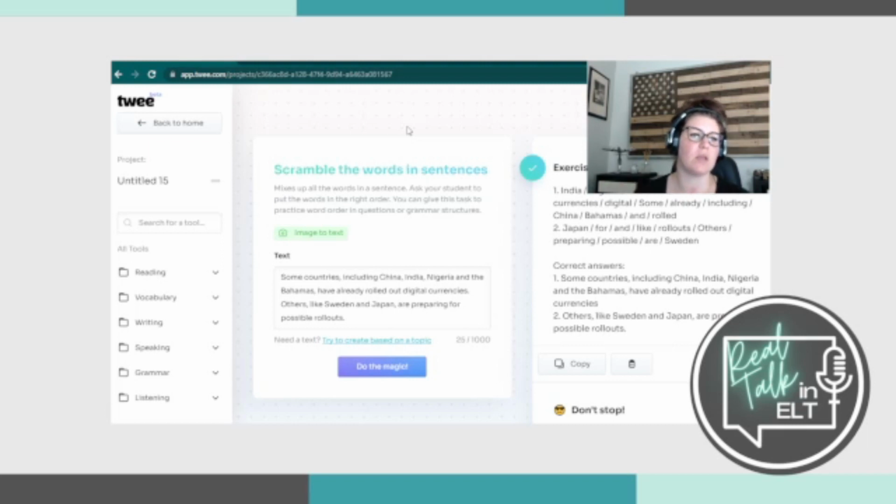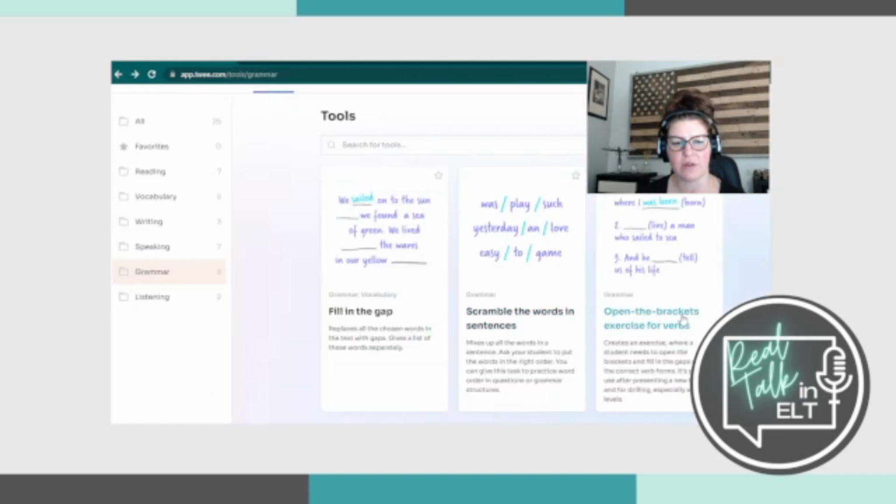So that's an easy way to scramble the words in the sentence if you don't want to do that, because oh gosh, actually having to do that would be irritating too. So that's a big time saver. Again, if you're working on these types of exercises.